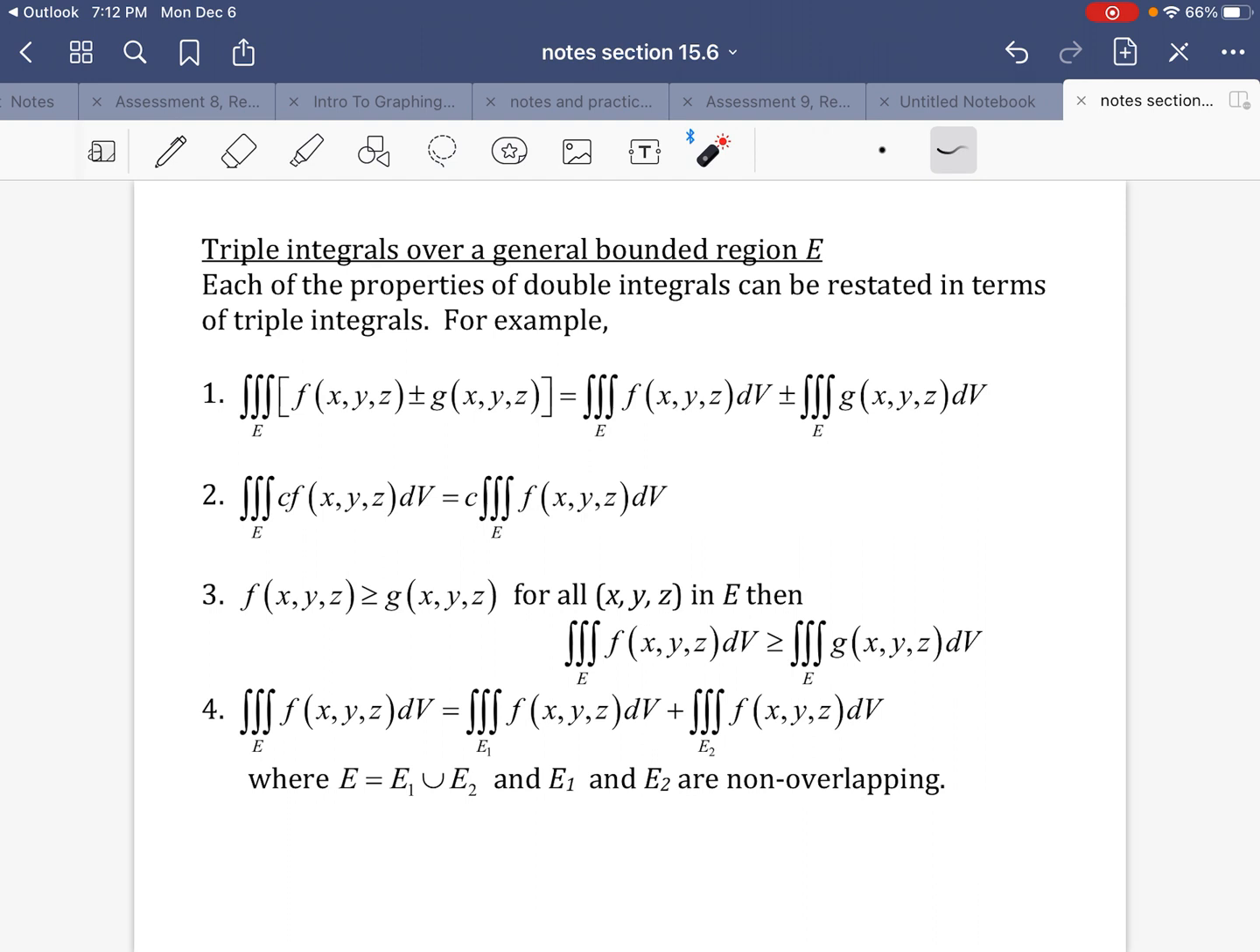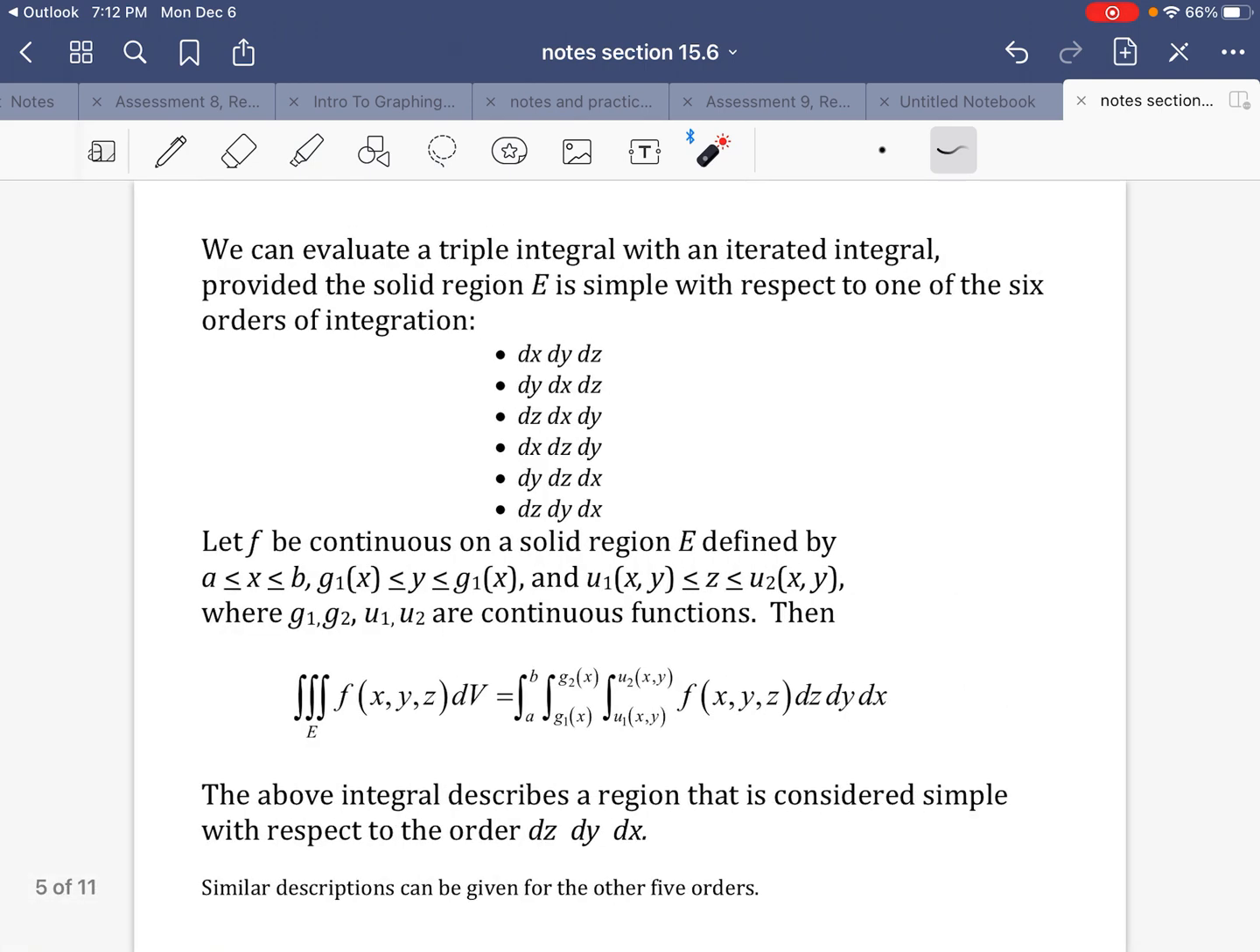All right, so this is just a bunch of rules about integrals, basic things. You have two things added, you can split it up into two separate triple integrals. You have a constant, you can pull it out front. One function is above another function, then your integral is going to be greater than that integral. And if you have a contained triple integral, you can break it up into two pieces if you need to.